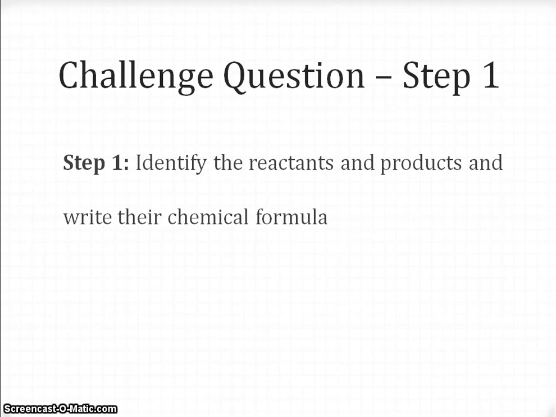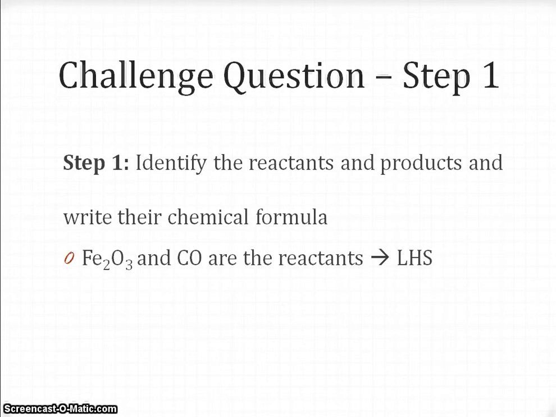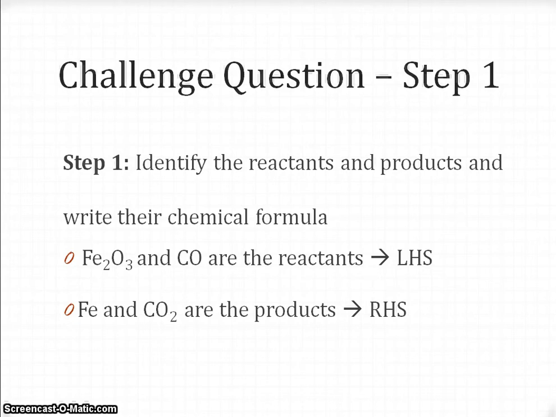Again, in the very first step, we need to identify the reactants and products and write their chemical formula. Since iron 3 oxide and carbon monoxide are the reacting substances, they are the reactants and should be written on the left-hand side. On the other hand, as iron and carbon dioxide are the products, they will be written on the right-hand side.